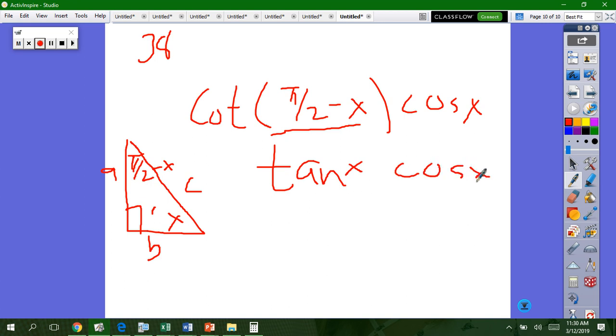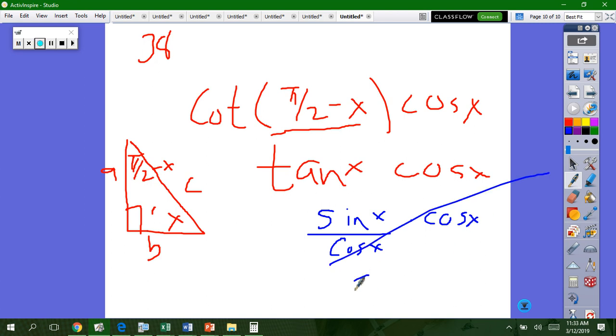Okay? This is where I'm at. Can anybody tell me what tangent is? What do you got, Miss Pinkham? Sine over cosine? Times cosine of x, which is just sine of x.